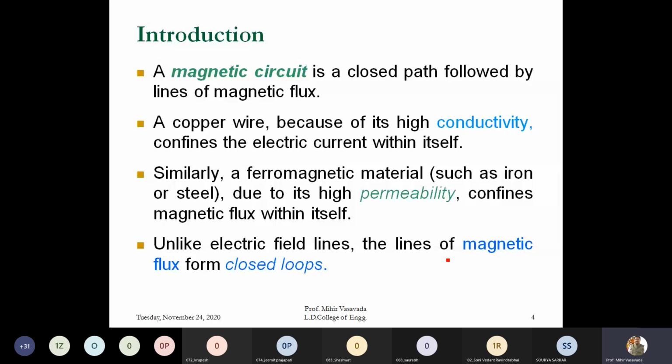Similarly, you can use a ferromagnetic material. The example is steel, transformer steel also, which, due to its high permeability, allows the flux to pass through it. It offers very low resistance to the flux, so it confines the flux to it. But unlike the electric field lines, the lines of magnetic field form closed loops. The manner in which current is flowing, in exactly the similar manner, the flux is not flowing.